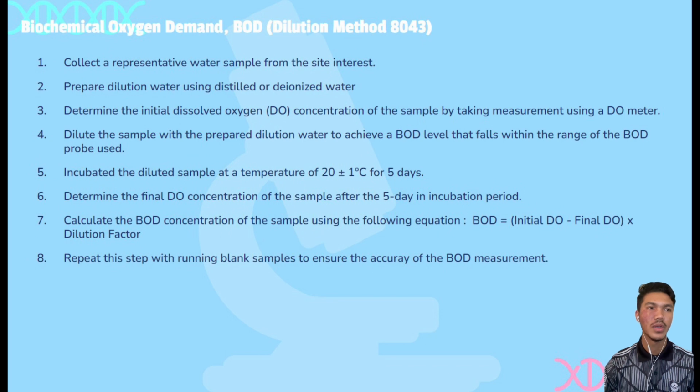BOD probe used. Then incubate the diluted sample at a temperature of 20 plus minus 1 degree Celsius for 5 days. Then determine the final DO concentration of the sample after the 5-day incubation period. After that, we calculate the BOD concentration of the sample using the following equation: BOD equals initial DO minus final DO times the dilution factor. After that, we repeat this step with a running blank sample to ensure the accuracy of the BOD measurement.